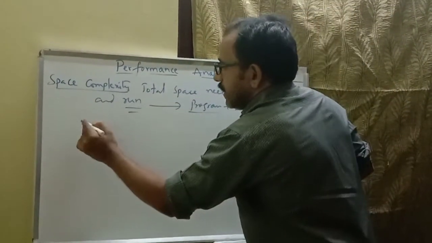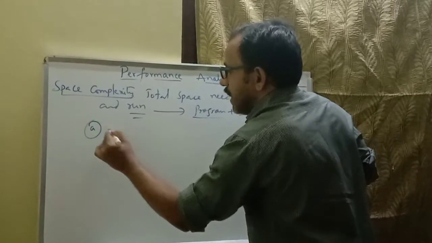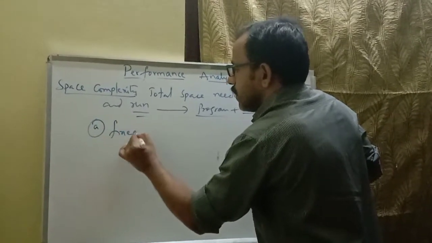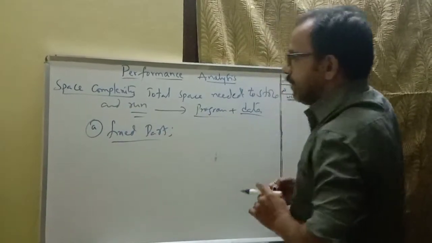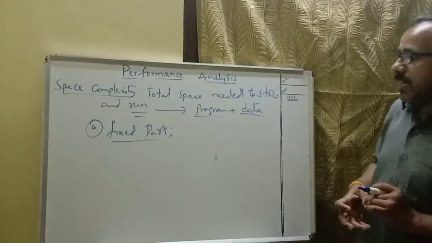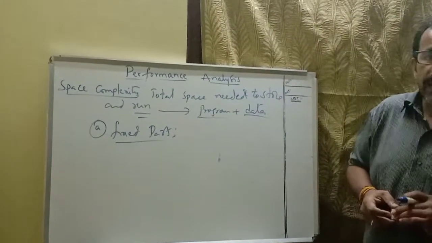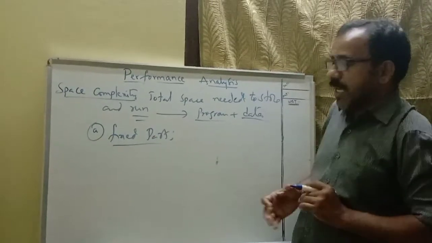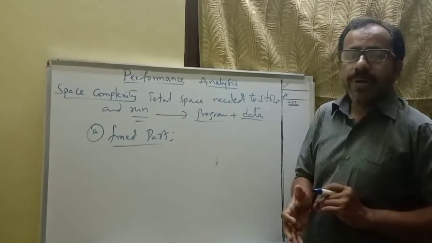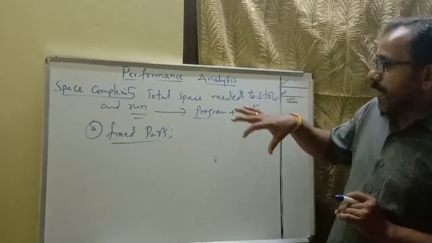Based on these two requirements, we can divide the parameters available in a program into two parts. One is fixed part or fixed space. The second is variable part or variable space. But as a programmer or developer, we have to identify which parameters come under the fixed part and which come under the variable part. Now I will show you based on an algorithm or program.